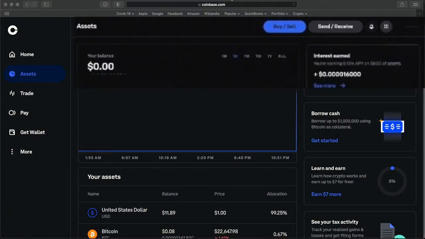Okay, so let's get into how I would go about taking some USD and converting it to Ethereum on Coinbase.